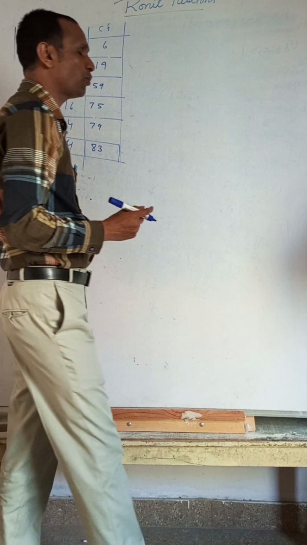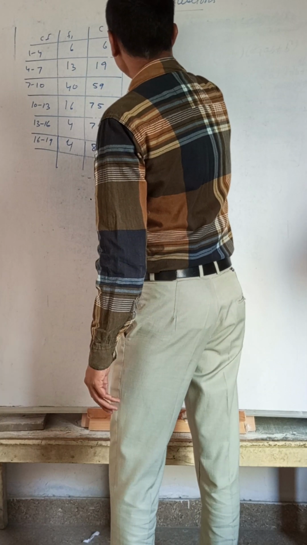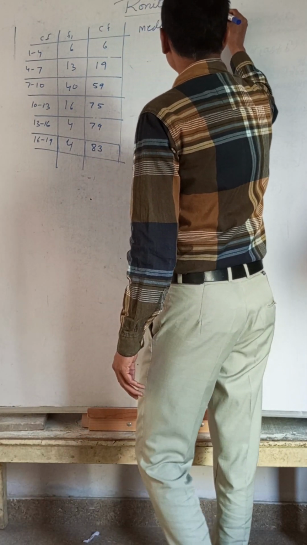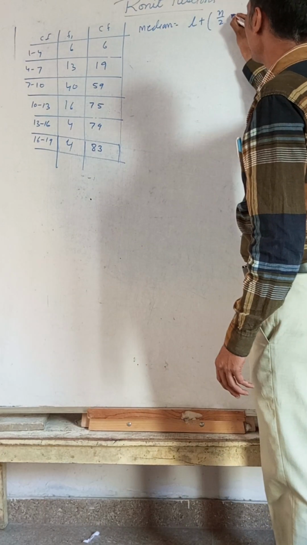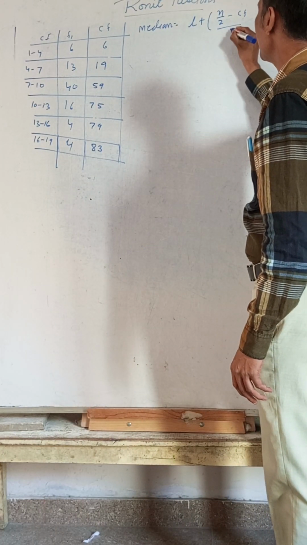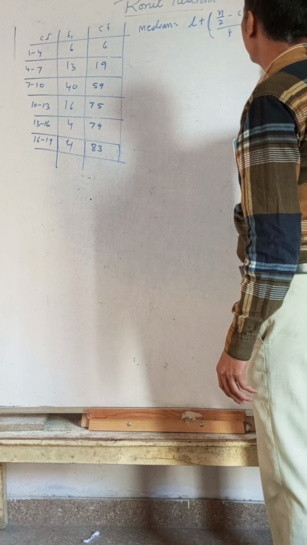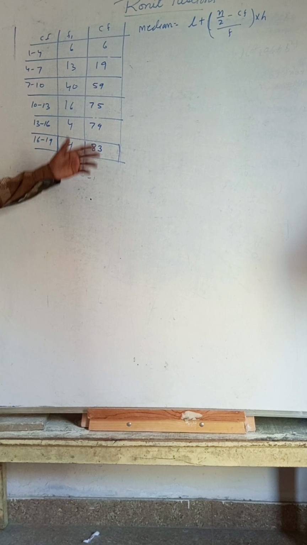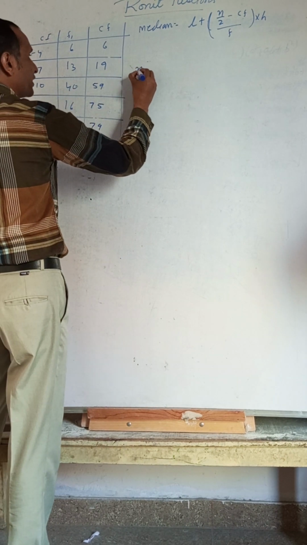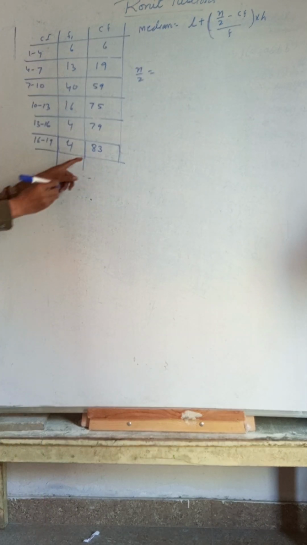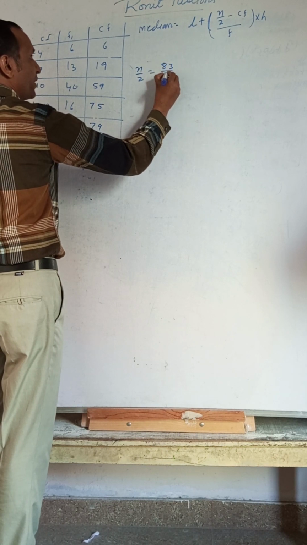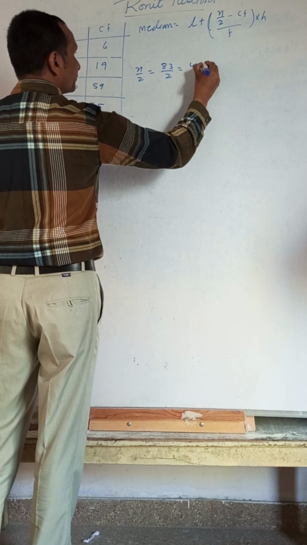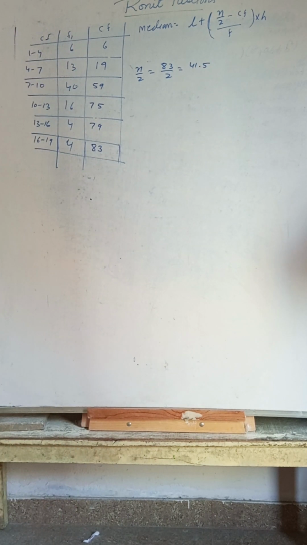Now we write the formula for the median: median is equal to L plus (N by 2 minus CF) by F into H. First of all, we find N by 2. N by 2 is equal to 83 divided by 2, which is 41.5.